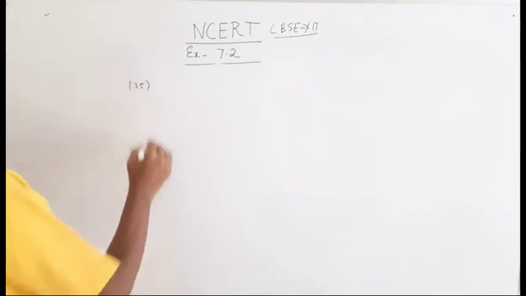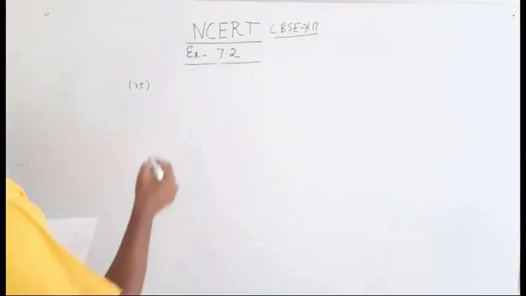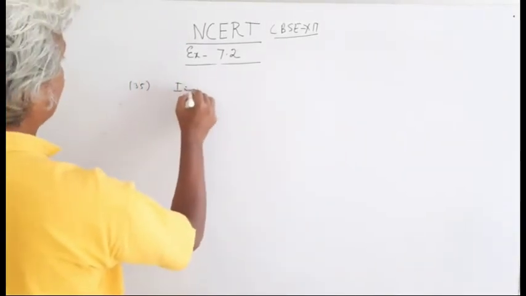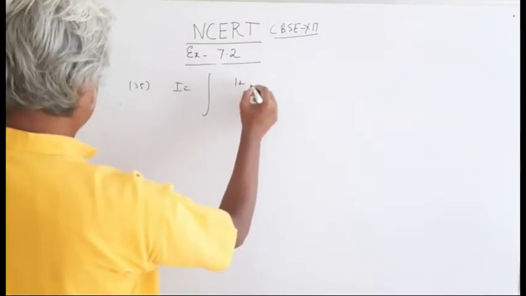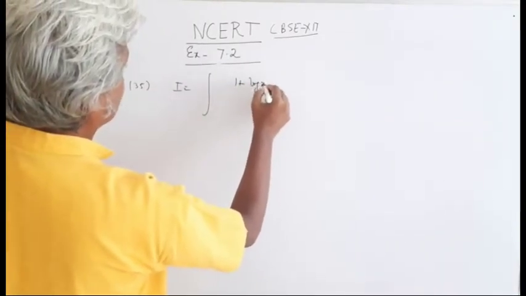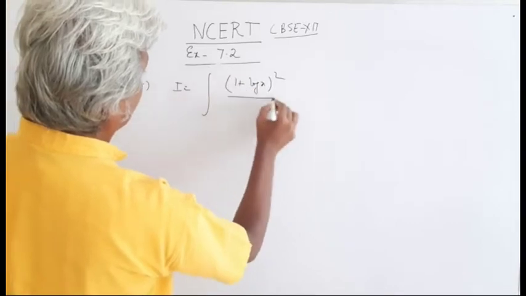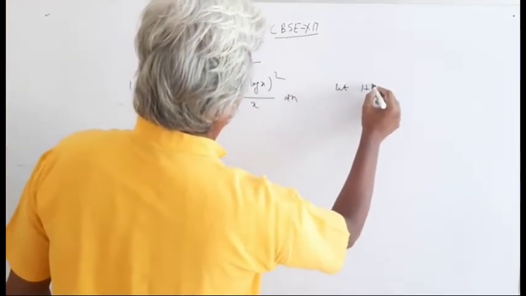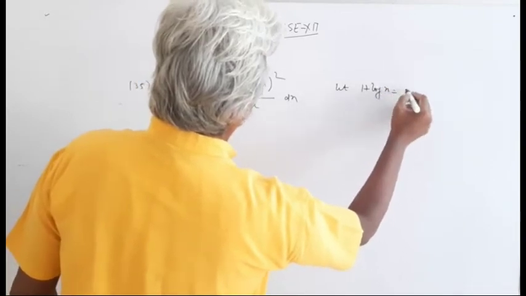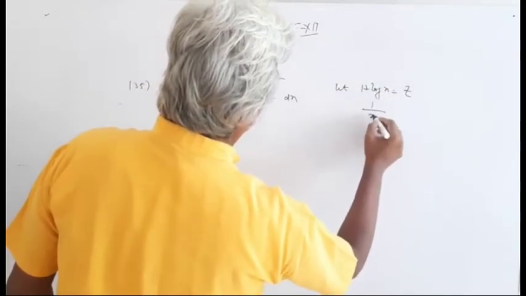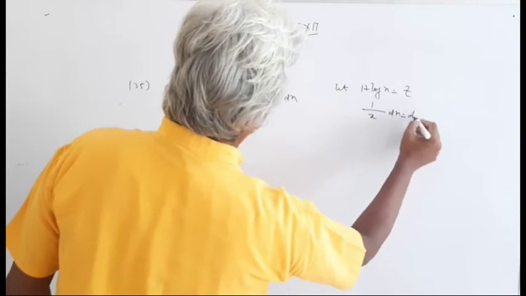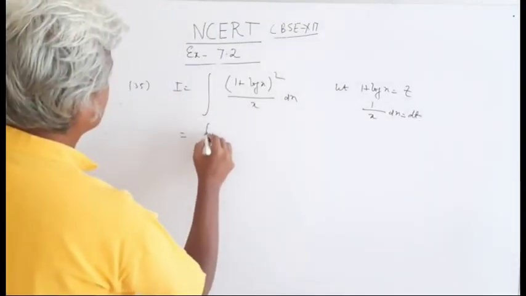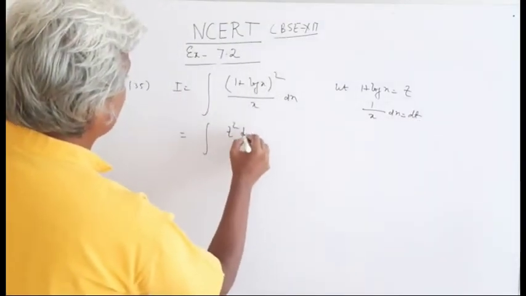Now 35. So this is the time that we could move a little faster. Here I go. I is under root 1 plus log x whole square over x dx. Let 1 plus log x be t, and 1 over x dx as dt. So this is t square dt.